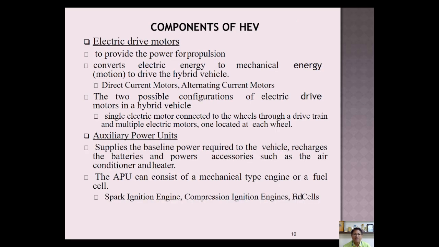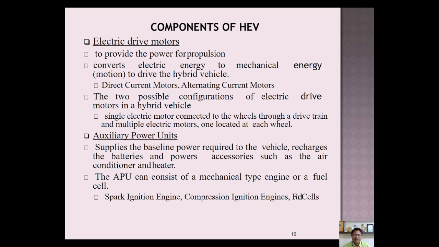Now we will see what are all the components of a hybrid electric vehicle. The first one is the electric drive motor, which is used to give the propulsion power to the wheels and also converts electrical energy into mechanical energy for the hybrid vehicle. Then DC motors and AC motors are also used here. So there are two possible configurations of electric drive motors in a hybrid vehicle, as we discussed, parallel and series, which can be operated by the electric drive motors.